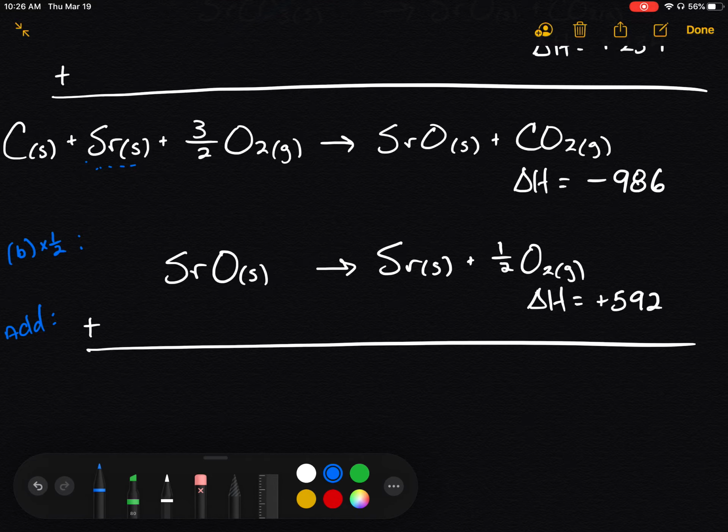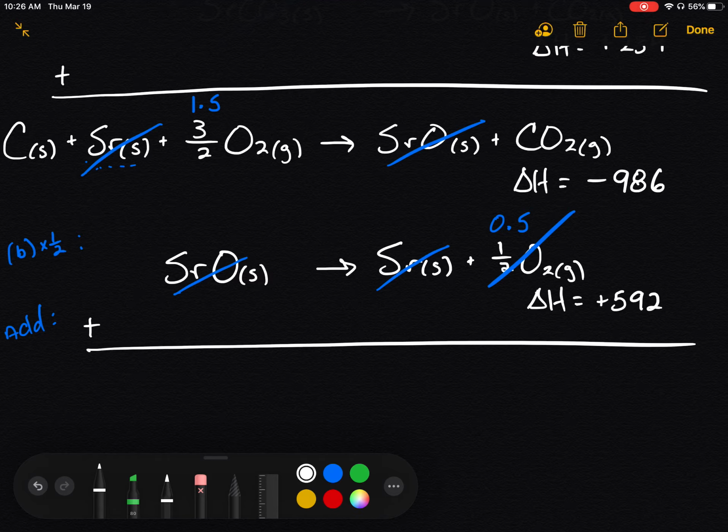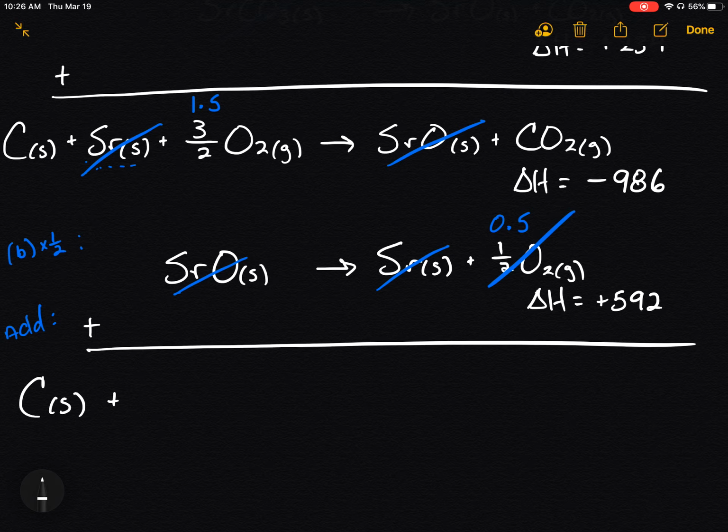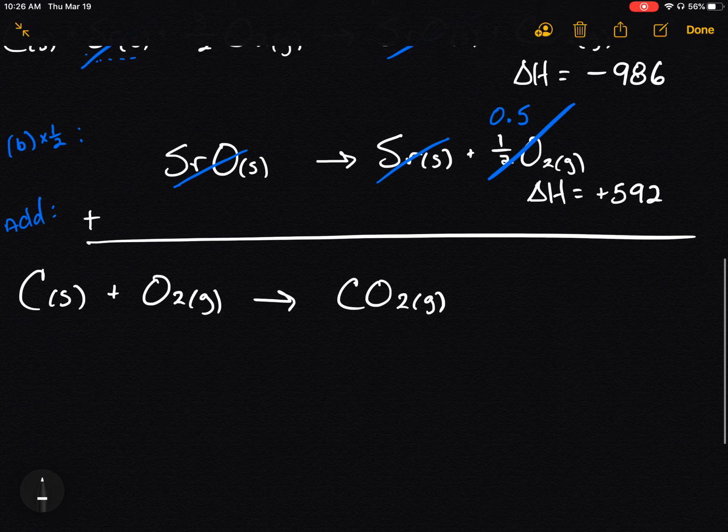Okay, stuff that's the same on either side can cancel out. So I see a strontium oxide, I see the strontium, and then also the O2s. And you can do this before or after you add, it doesn't matter. So this is 1.5 O2, and this is 0.5 O2, which means that we're going to be able to cancel out half an oxygen on either side. So this one goes away, and then this just becomes 1 O2. So carbon plus O2 gives us CO2. Is that the reaction we were looking for? Carbon plus O2 gives us CO2. Yeah, that's our red reaction.